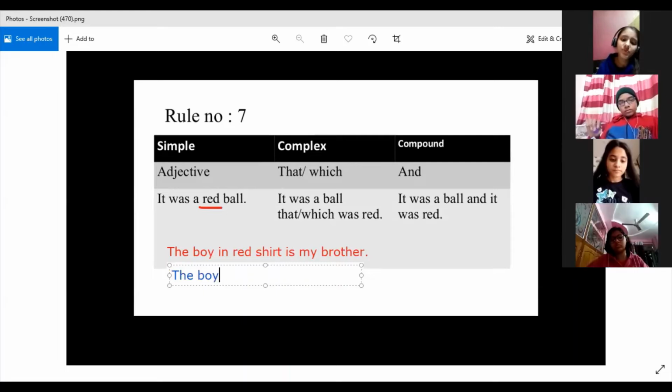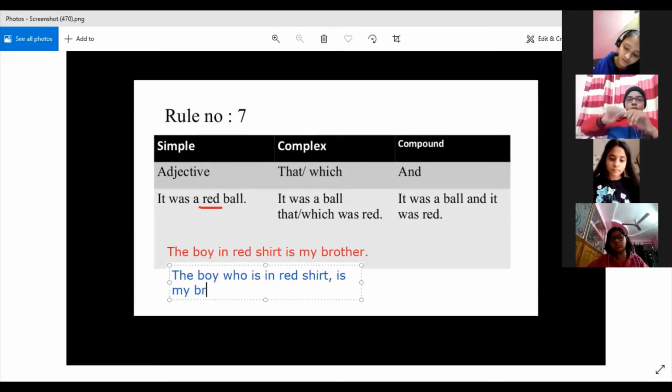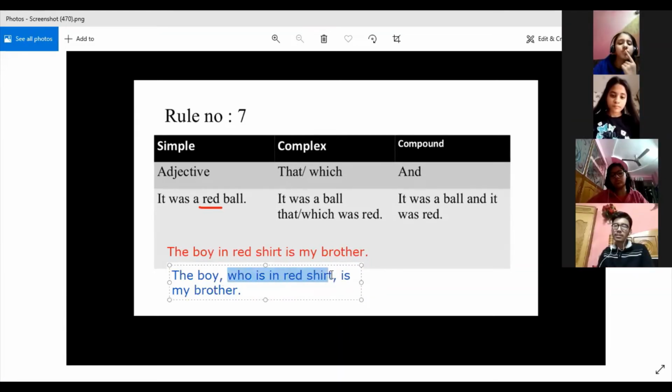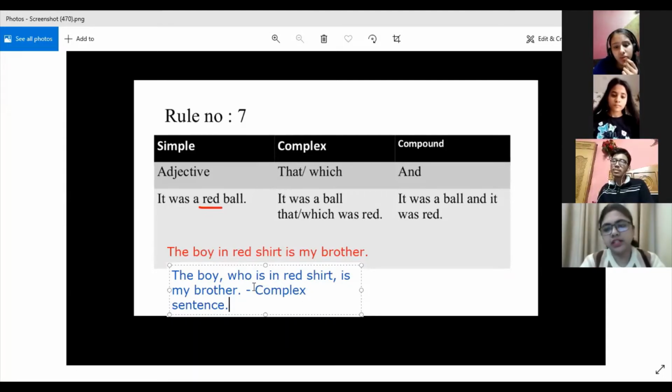Okay, the boy who is in red shirt is my brother. Fine. So see, now we have added a subordinate clause over here. Who is in red shirt, which was earlier missing in the simple sentence. So this is a complex sentence. Okay. Is this clear? So we replace an adjective with an adjective clause, right? And what can we use in order to change it into a compound sentence? We can simply use and. It was a ball and it was red. Fine.